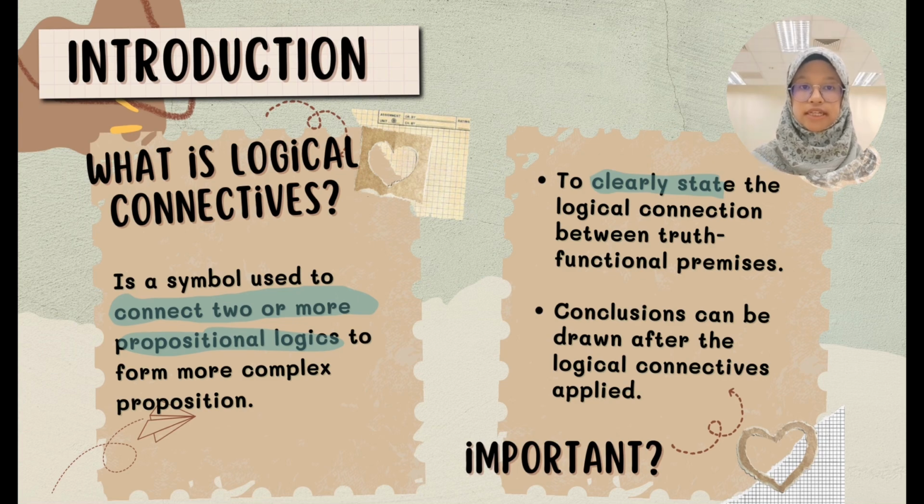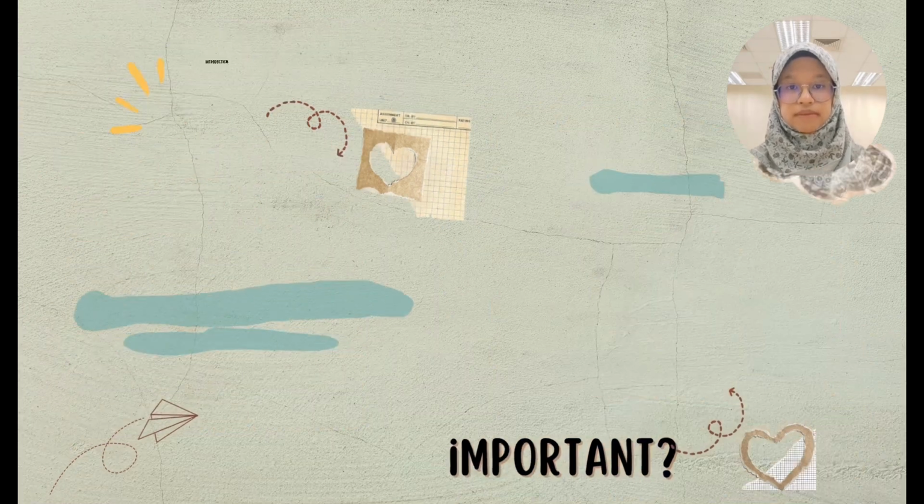First of all, I will go with the introduction. What is logical connective? Logical connective is a symbol used to connect two or more propositional logics to form more complex proposition. So why is logical connective important? Because we want to clearly state the logical connection between two functional premises, and we can run the conclusion after the logical connective applied.